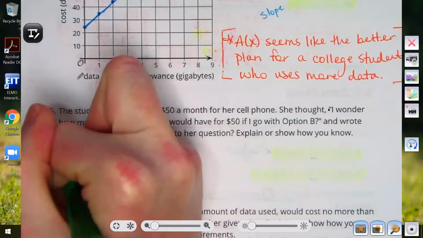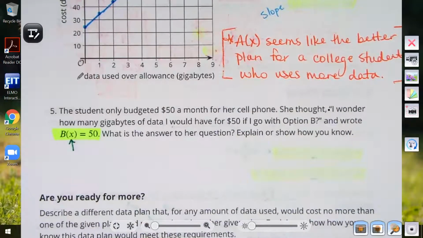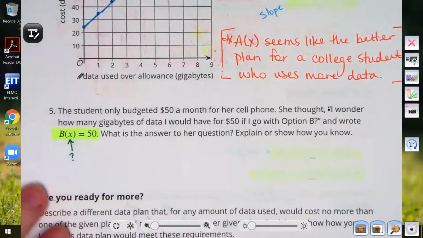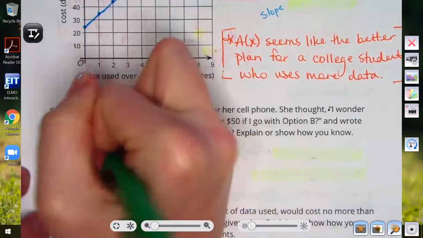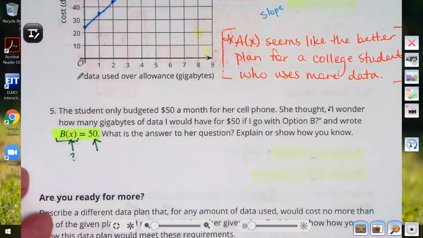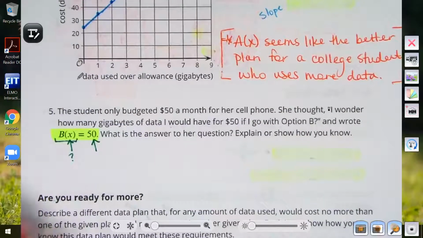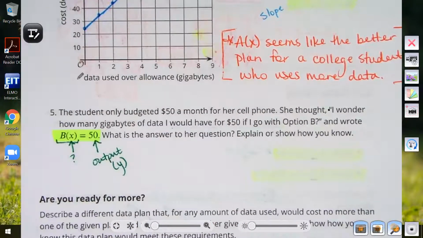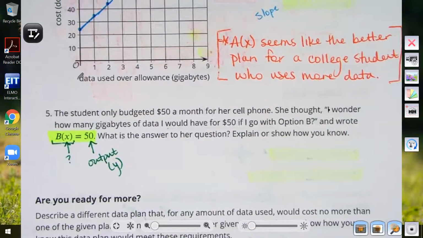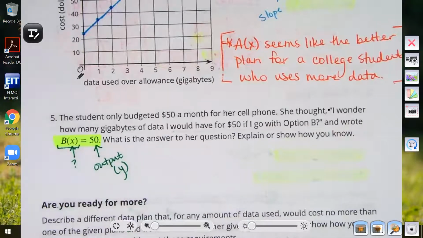But inside this function notation, do we know what our input is? No, this time they give you a variable for your input. So we don't know what our X value is. All right, but is our entire function set equal to something? So what does this 50 represent? That's the money she spent in total. That's our output or our Y value. Okay, so this time we know the output and we're trying to figure out the input. So it says, what is the answer to her question? Basically, how many gigs did she use?